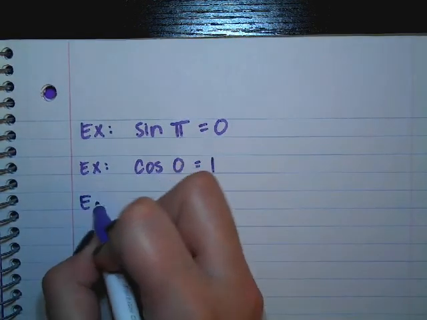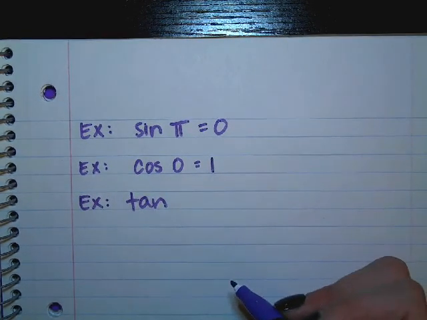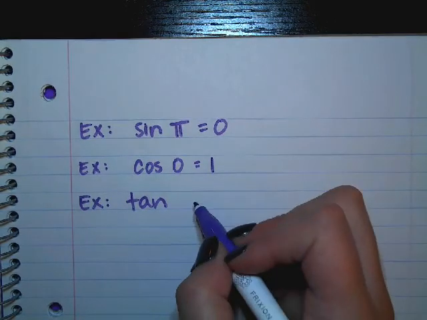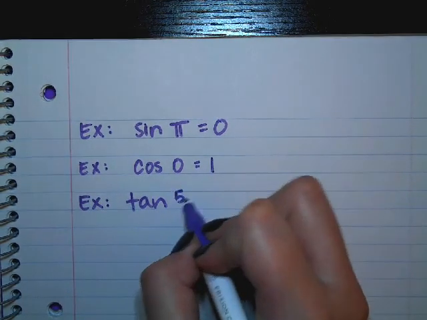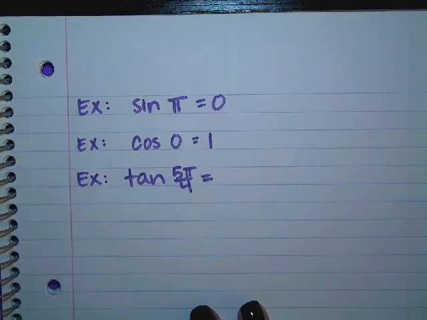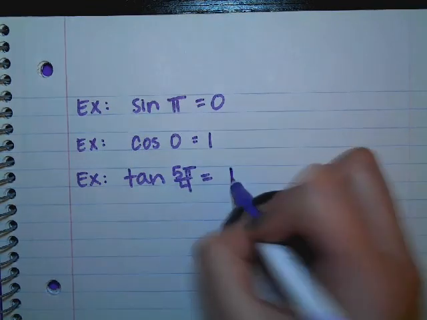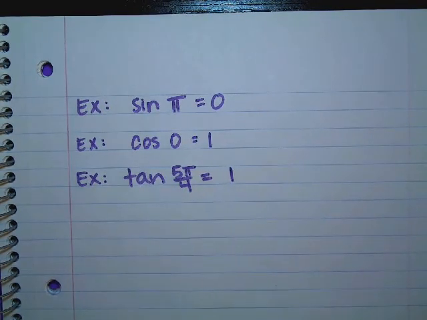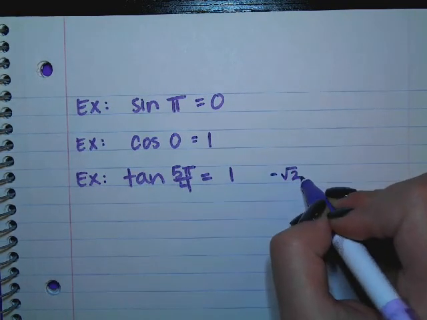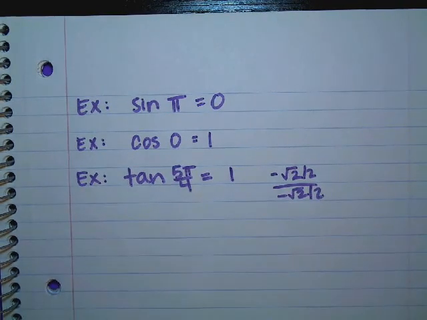Tan 5 pi fourths. Would this be 1 again? And why is it 1? Negative root 2 over 2 divided by negative root 2 over 2. It's just 1. Negatives cancel, all that cancels.